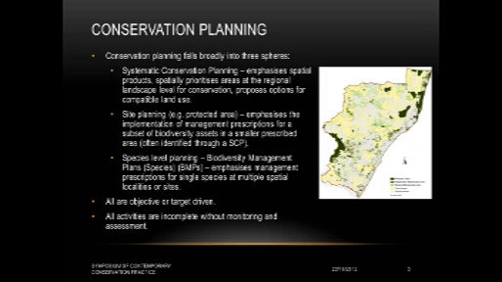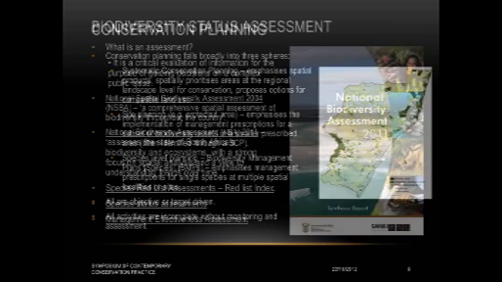Then we have species level planning, and in this country we have things called biodiversity management plans for species, BMPSs, which emphasize management prescriptions for single species at multiple localities or sites. So it is not a spatially explicit plan, it's a species explicit plan which looks at the species over its full range. All of these plans are target or objective driven. All activities are incomplete without monitoring and assessment of how well we are actually achieving this.